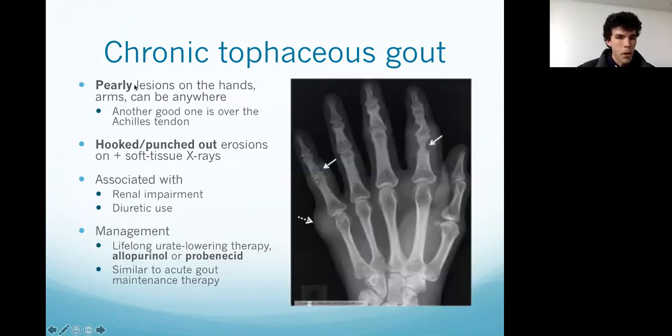Chronic tophaceous gout, so you get pearly, which is the big word for it, and you can get them pretty much anywhere. But common places would be things like over your Achilles, or even on the olecranon as well. They have these hooked, punched out lesions here. So you can see how we have this nice border around our erosion here, or here, or here. This is obviously quite a severe form of gout, and so it's associated with renal impairment and diuretics. And long-term, these people all need to be on urate lowering therapy. So something like allopurinol, probenecid, or a combination. And then you essentially have to maintain them like you would with someone who's just had acute gout.